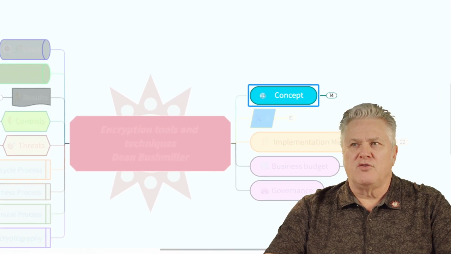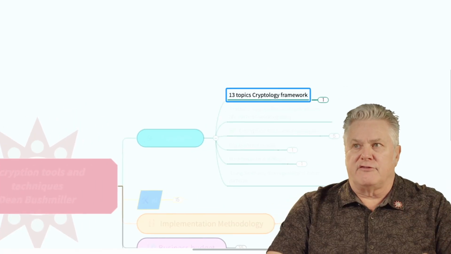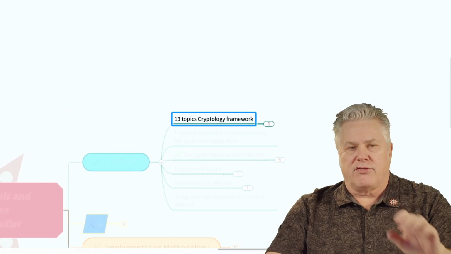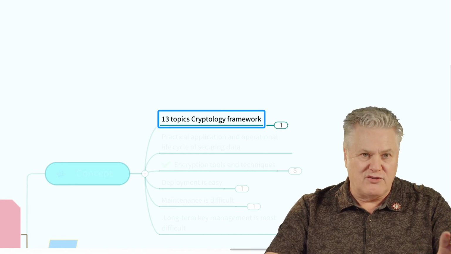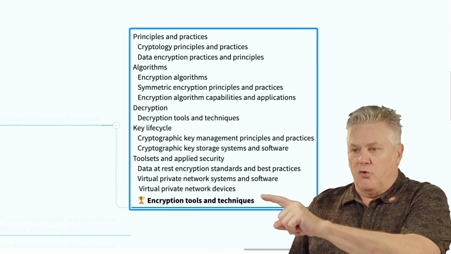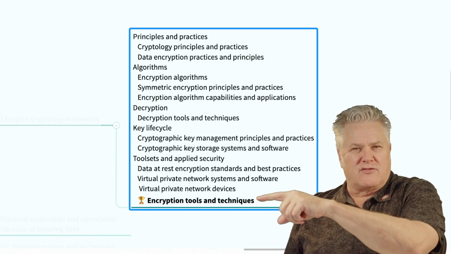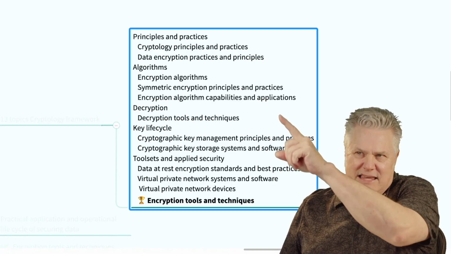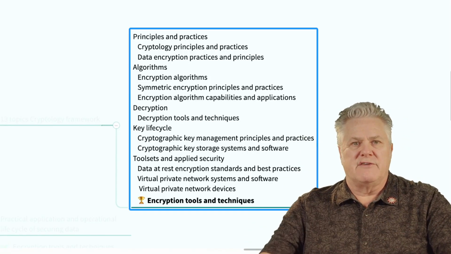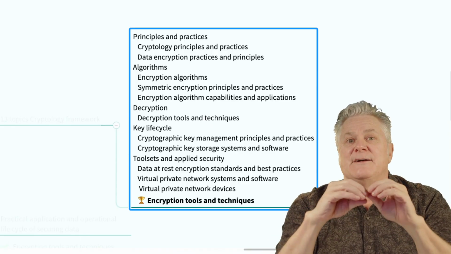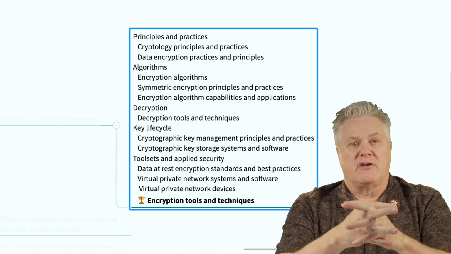When we look at encryption tools and techniques, we want to zoom out to cryptography for just a second here. There are 13 topics in the cryptology framework that's out there. We're on this last one right here, encryption tools and techniques. And the order of these things really doesn't matter. I think that you should do the principles and practices up at the top, but these are all the different cryptographic elements that you should be familiar with if you want to have a full experience with cryptography.